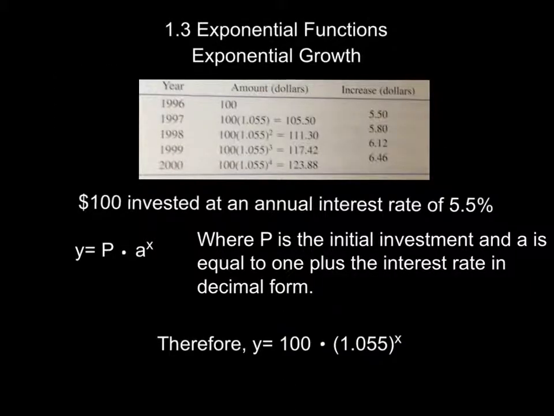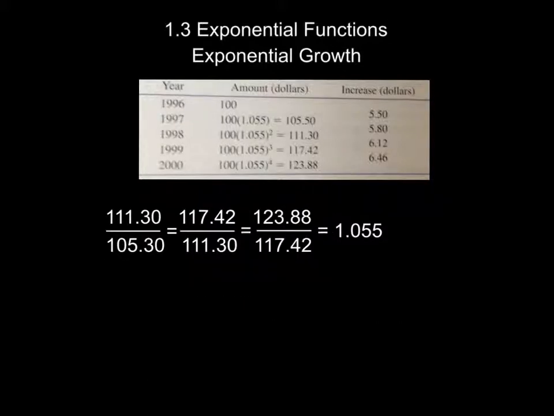Now, here is a real-world application for exponential growth. Suppose $100 is invested at an annual interest rate of 5.5%. To find a formula for that, you would use y equals p times a to the x, where p is the initial investment and a is equal to 1 plus the interest rate in decimal form. As the chart above shows, the equation would come out to y equals 100 times 1.055 to the x. Another important thing to note is that the ratio from year to year is equal every time. As you can see, each fraction comes out to 1.055.